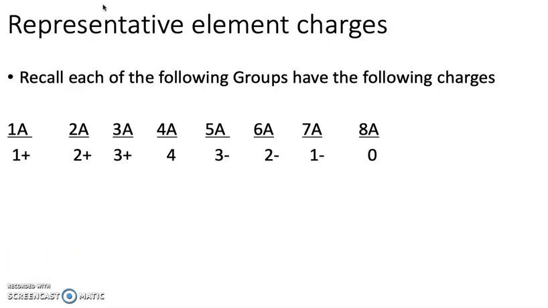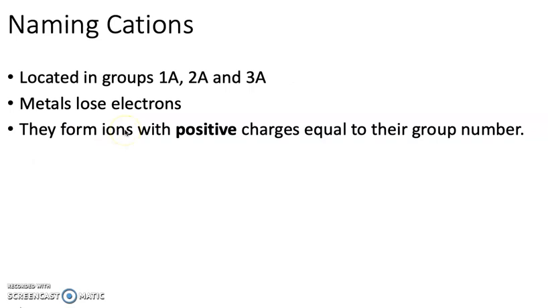Okay, now remember, this is very important. All elements of the representative groups are 1A, 1 plus, 2A, 2 plus, and so on and so forth, all the way down to 7A, which is minus 1. Your nonmetals start from 4A to 8A. Okay, and your metals are 1A, 2A, 3A.